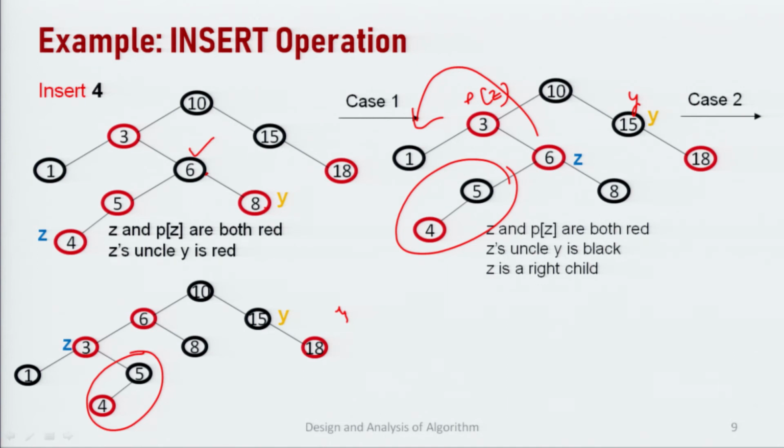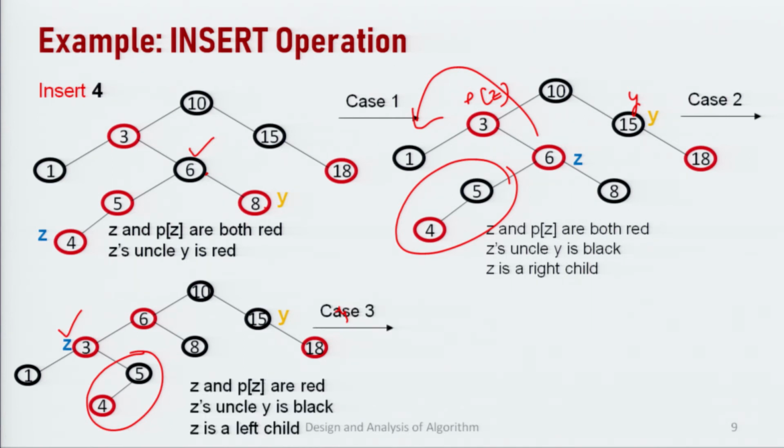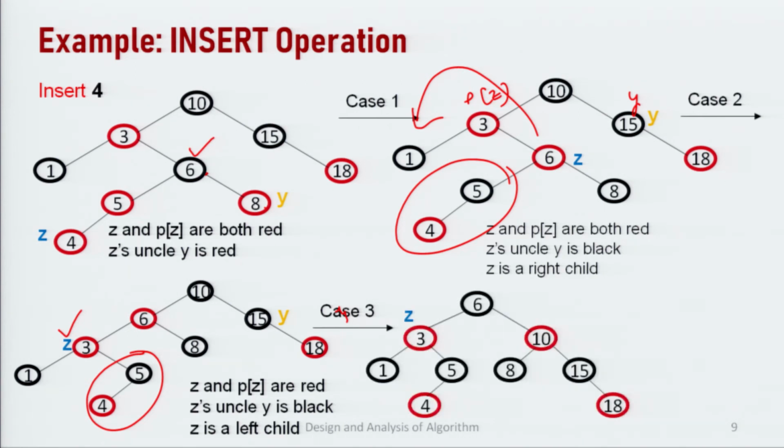This is your z, parent of z is red and its uncle y is black. So, this may be case 2 or case 3. Since z is the left child of its parent, this is case 3. So, we will apply case 3 over here. So, what will we do? In case 3, what do we do?